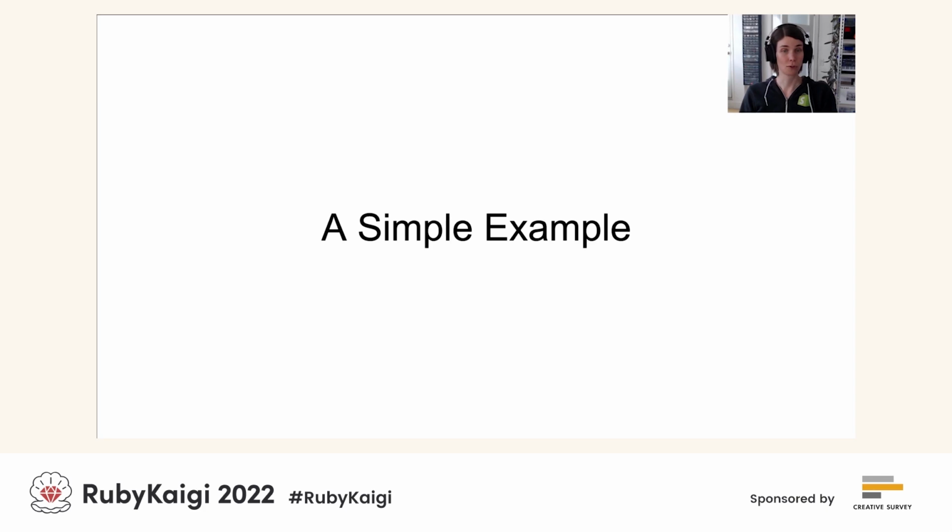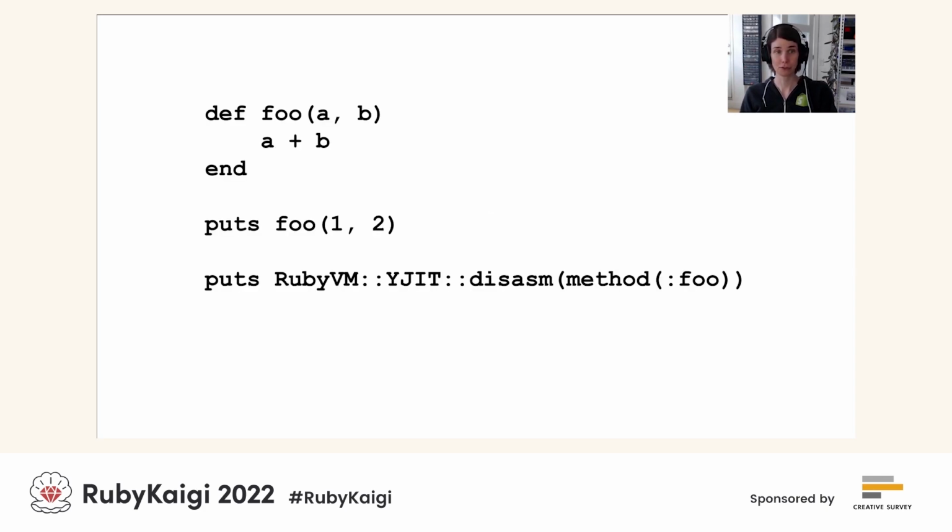So now I'm going to go over a simple example. Suppose we have a function here, foo a b, which produces the sum of a and b, and then we call this function foo with the values 1 and 2. And here at the end, I've added a call to YJIT disasm, which is going to list the machine code that's generated for the method foo.